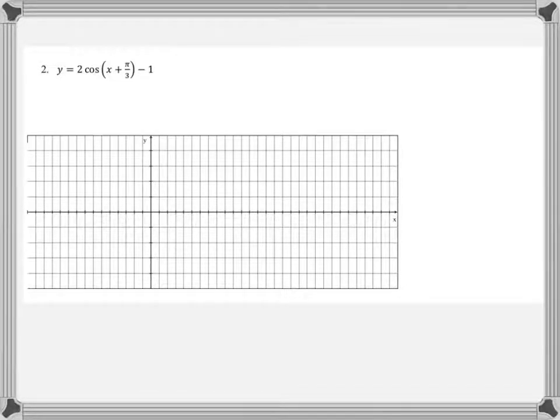All right, so we have example number 2 from our 4.4 packet here, which is graphing a cosine curve with a bunch of transformations going on. So I'm going to go through a pretty quick method, again, using just transformations to graph this.